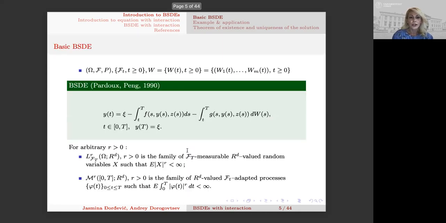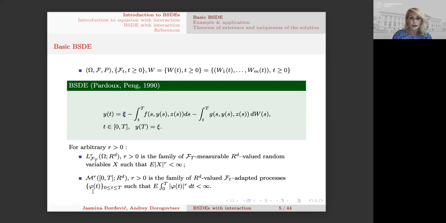The first ones who gave the existence and uniqueness result were Pardoux and Peng in the 90s. The general form of BSDE is given in this box, and it has a drift and diffusion which are now of general form. The Y has a final condition, and the solution is given with the pair of processes Y and Z, where Y is called the state process, while Z is called the control process, where the role of process Z is to lead process Y to the value Xi at the final moment capital T.